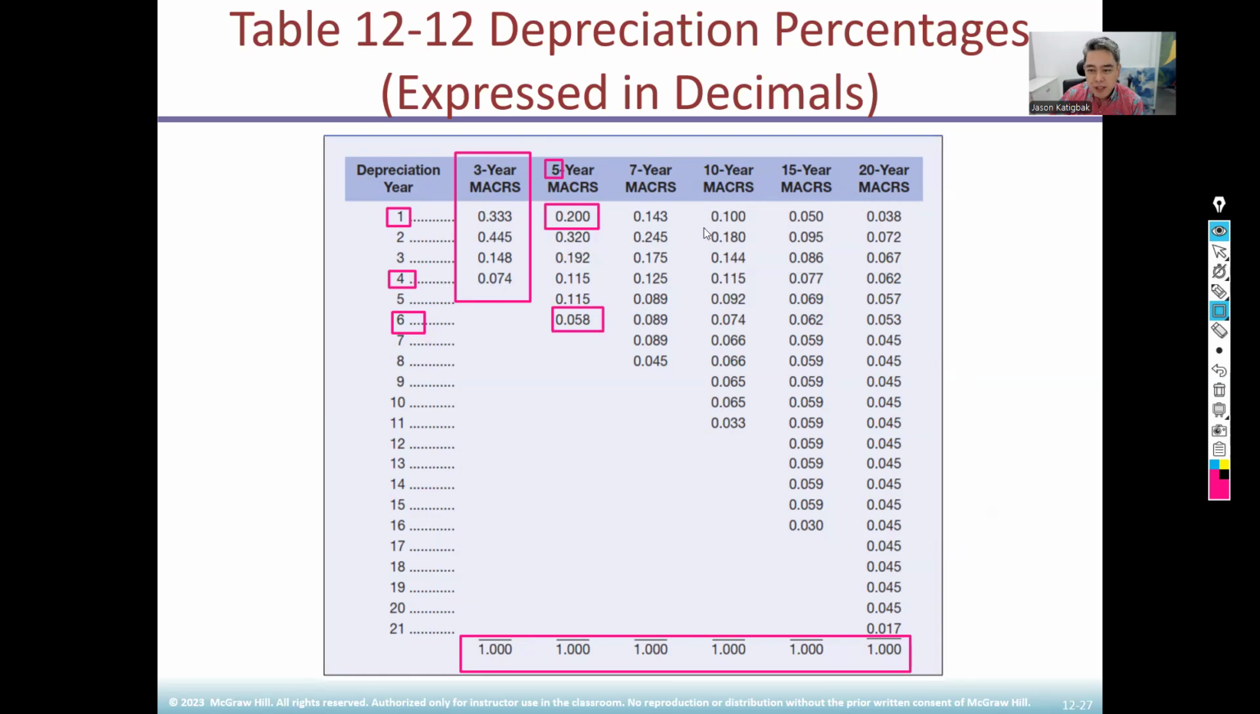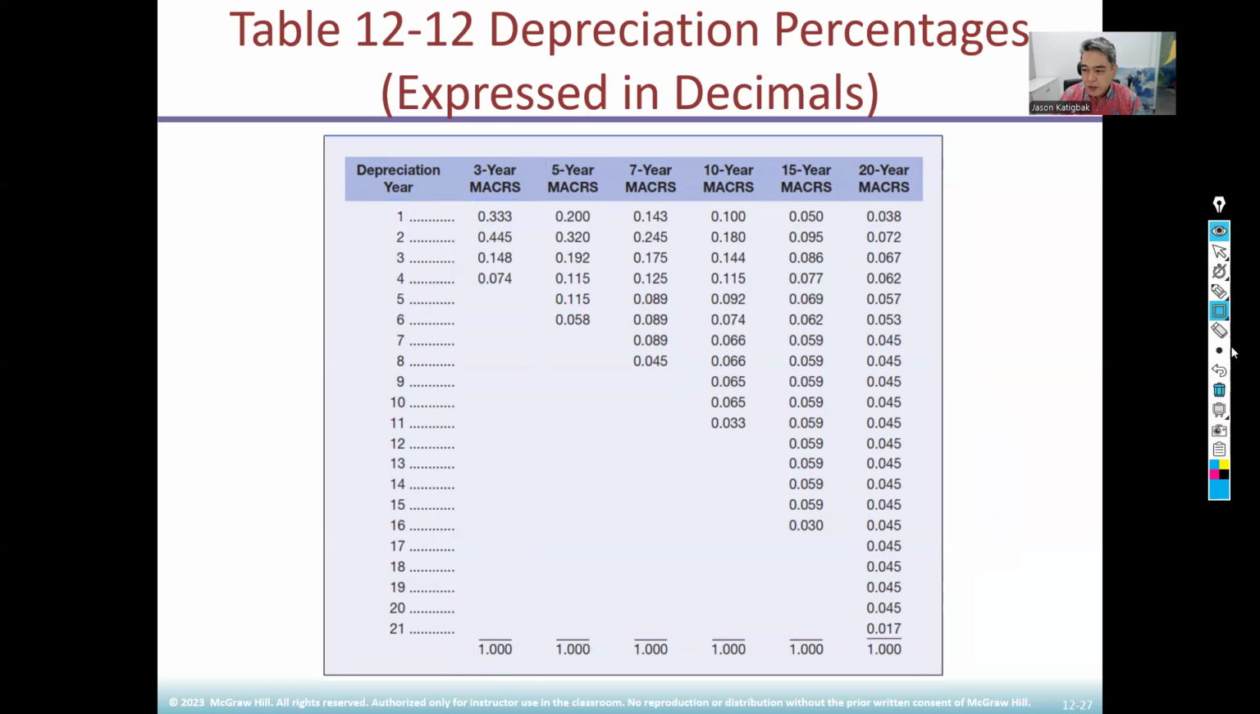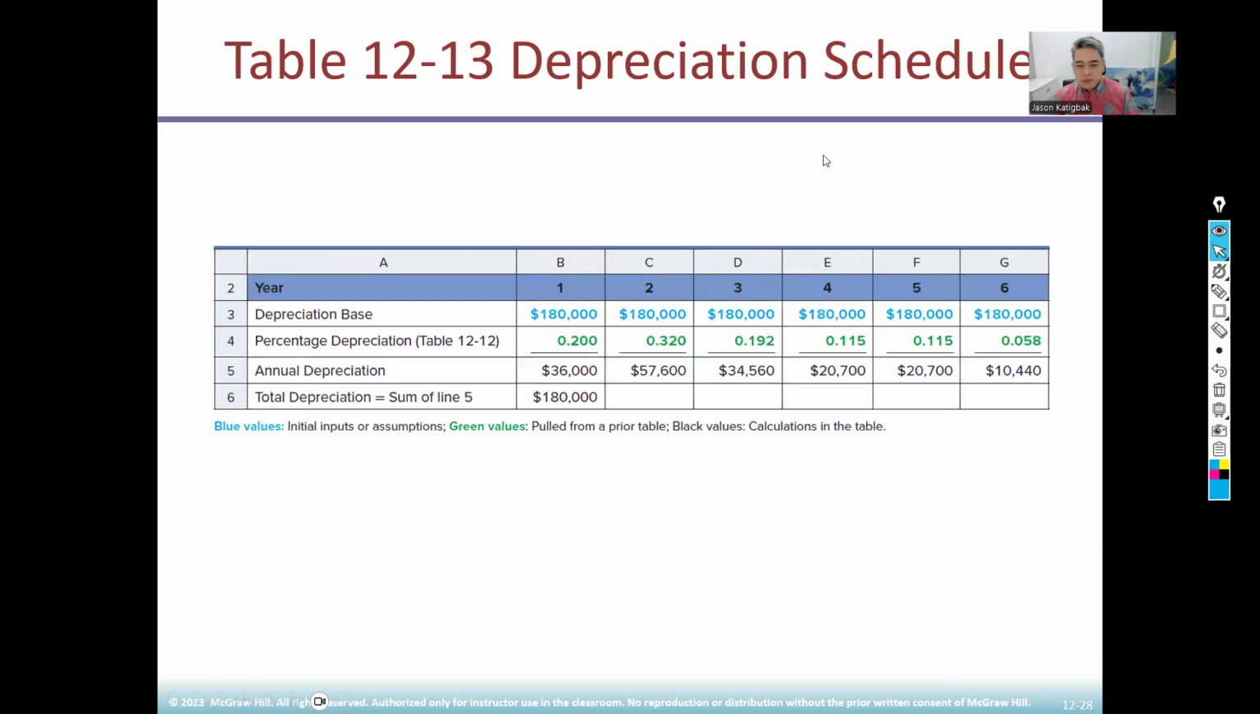So this can be looked at as the first year is 33.3%, something like that, and then the last year is 7.4%. When you add it up from year 1 to year 4, it becomes 100%. So that's one easy way of looking at MACRS. So we're going to show you some of the calculation.